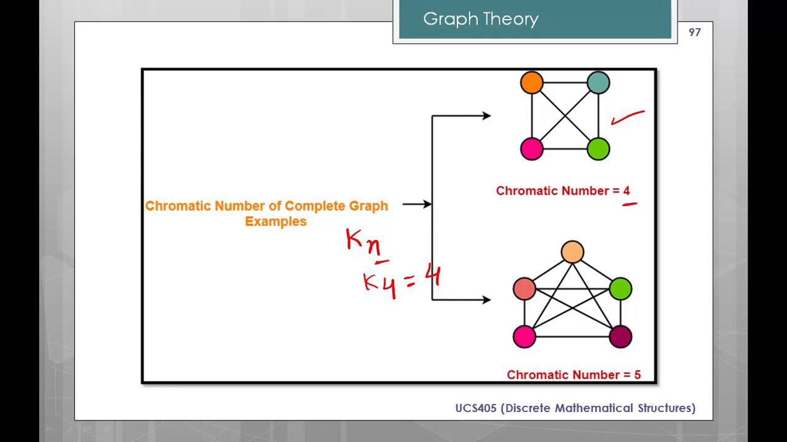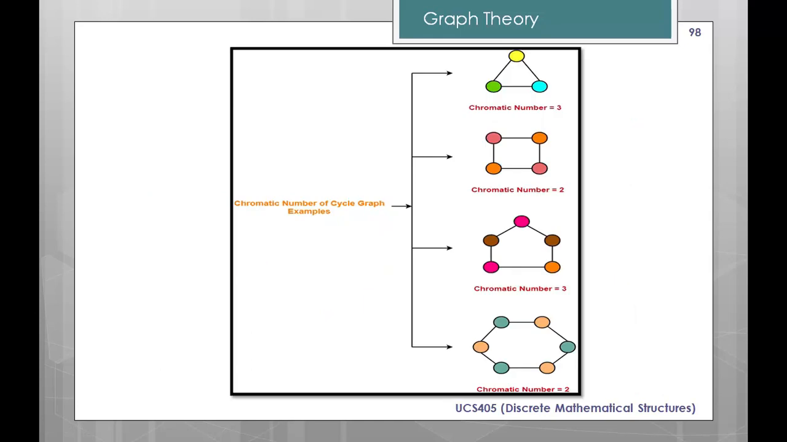So in the case of a complete graph, it always depends on the number of nodes. If the number of nodes is 5, as in the second example, then we require 5 colors. If our graph is K6, then 6 colors are required. So our generalized formula is: if our graph is Kn, then n colors are required to color that graph.